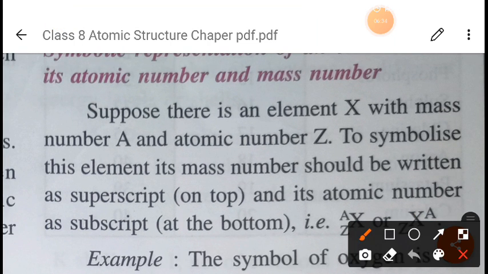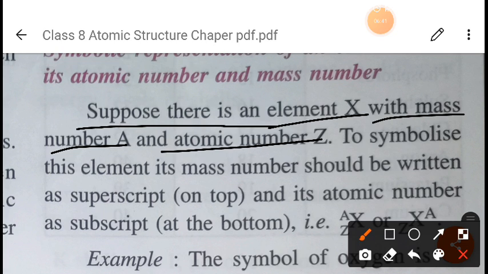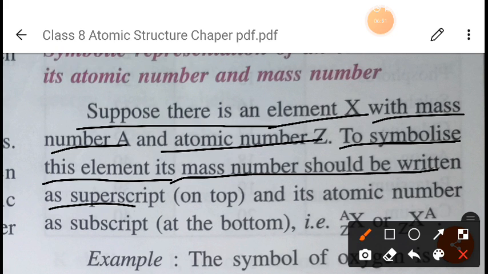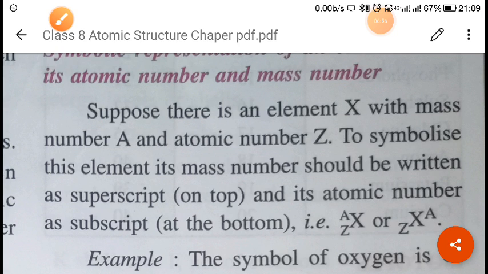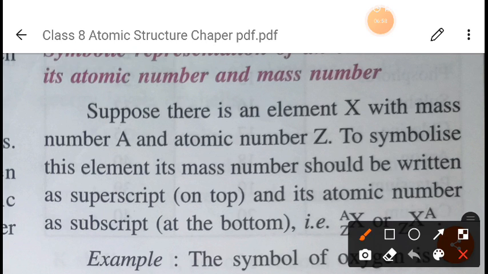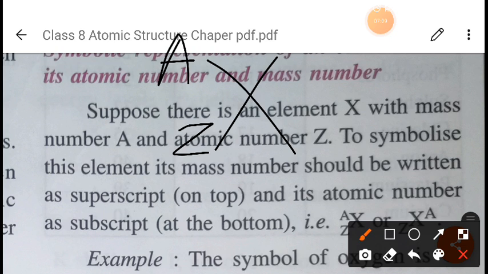Suppose there is an element X, with mass number A and atomic number Z. To symbolize this element, its mass number should be written in the superscript on top and its atomic number below, like this. If the element is X, the atomic number is written here and the mass number is written here. I hope you are understanding this.